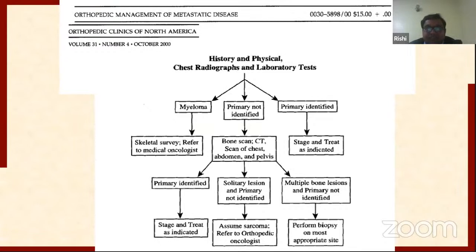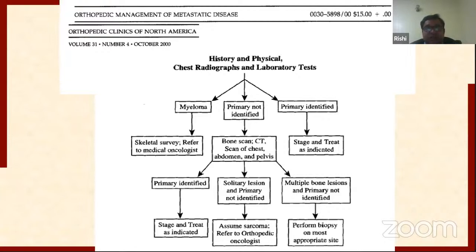So what will you do when you are suspecting metastatic bone disease and the primary is not identified? If you think it's a myeloma on your radiological and laboratory findings, then you need to do a skeletal survey. For myeloma, we don't want to do a bone scan. But if it doesn't look like myeloma, then you need to find the primary. Then we always advise bone scan and CT chest, abdomen, and pelvis. And if you identify the primary, you treat accordingly.